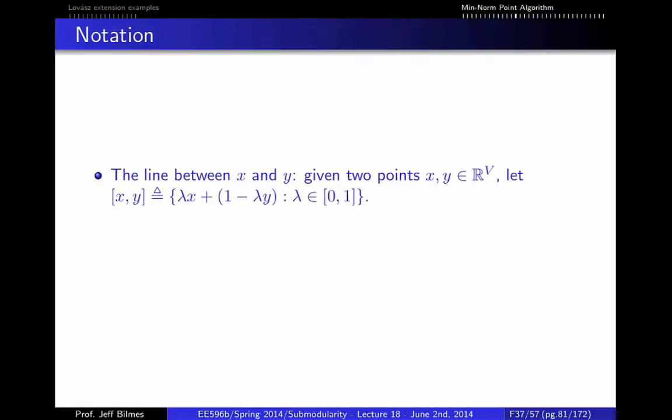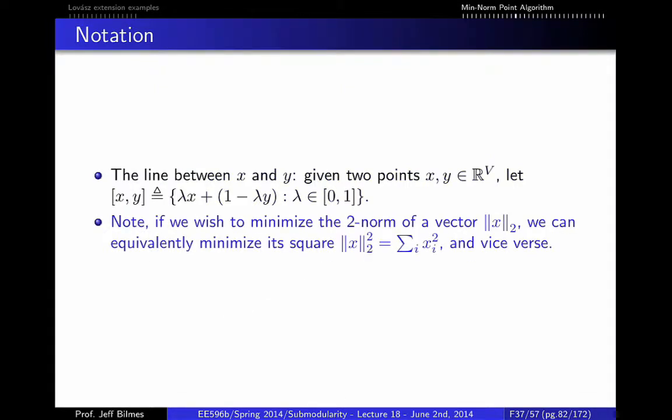Just geometrically quickly. Another notation that we need is this notation, x comma y. So this is basically just the line between 2 points, x and y. So if this is x and this is y, it's really just the convex hull between the 2 points. Okay? And we're using this notation to refer to that set of points.